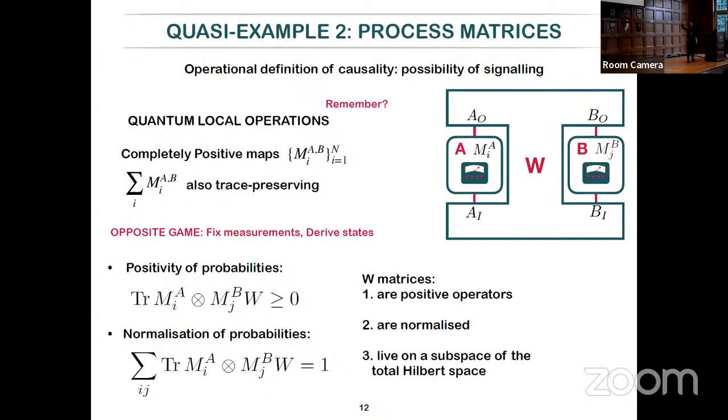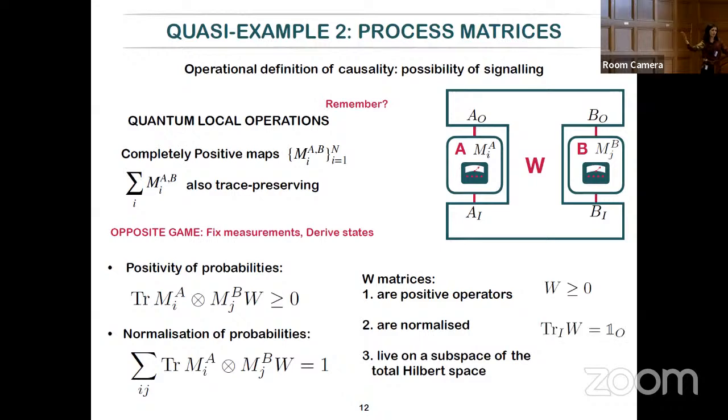And we find that if we do that, then this object can be fully characterized. In particular, we find that W is a positive operator. We find that it has some normalization, which is the one that I wrote. And then we find that it cannot live on the full Hilbert space, which is the tensor product Hilbert space of A input, A output, B input, B output. But it lives in a subspace, which is defined by a projector. So it has to be projected on a subspace of the full Hilbert space. This projector has a form that is not very nice to write, but at this level, it's really not important what the form of the projector is, as long as you know that there is a constraint that W's have to obey.